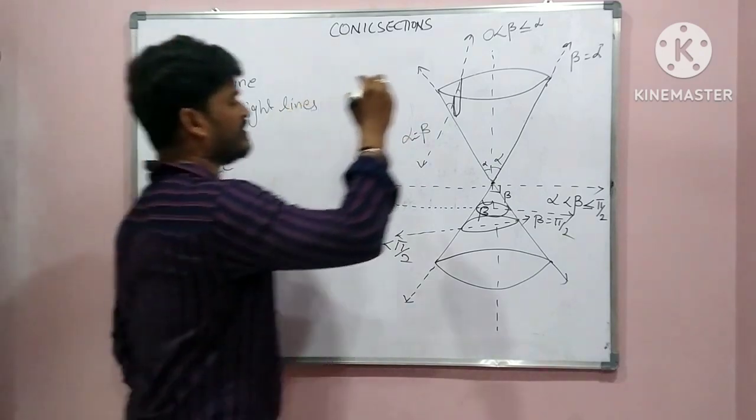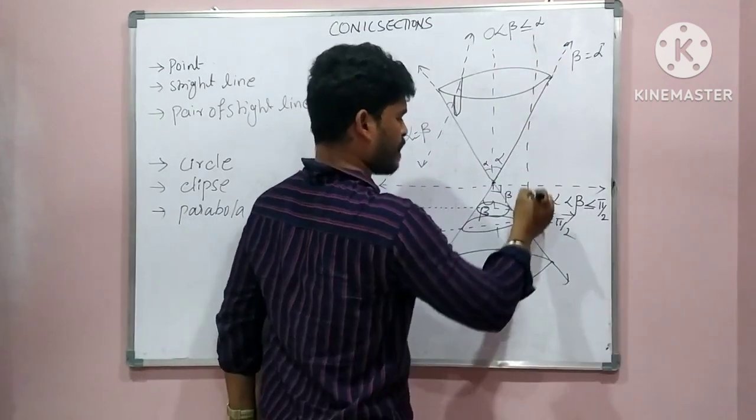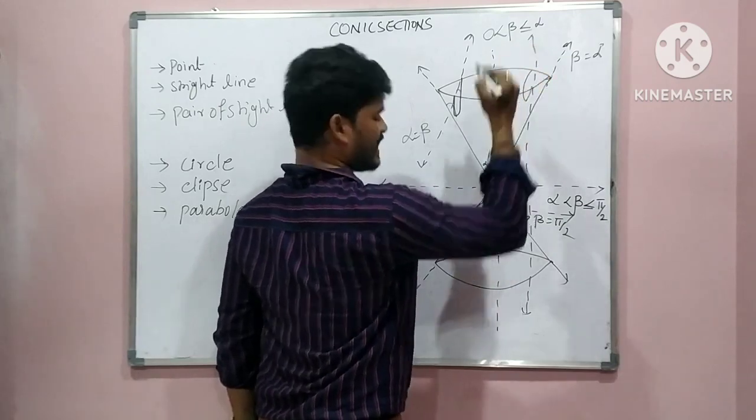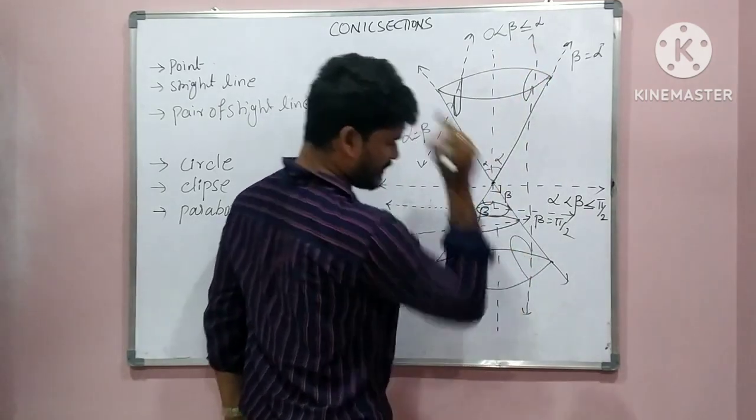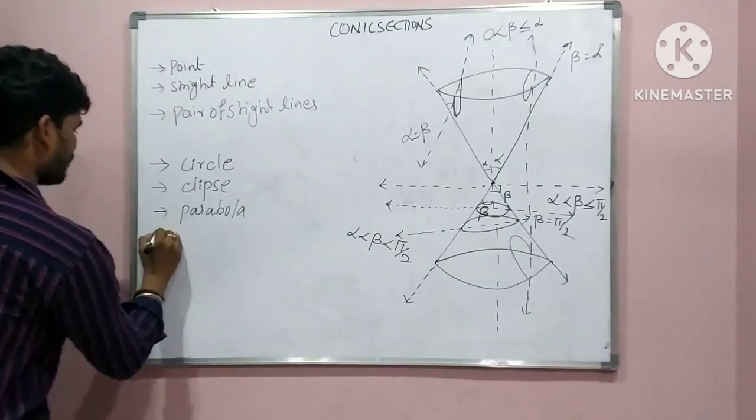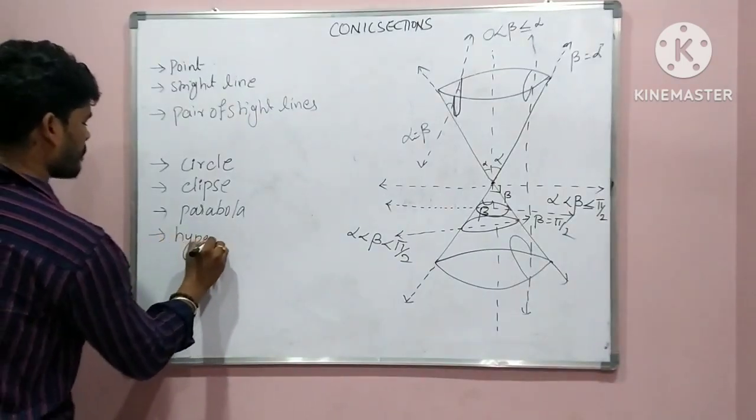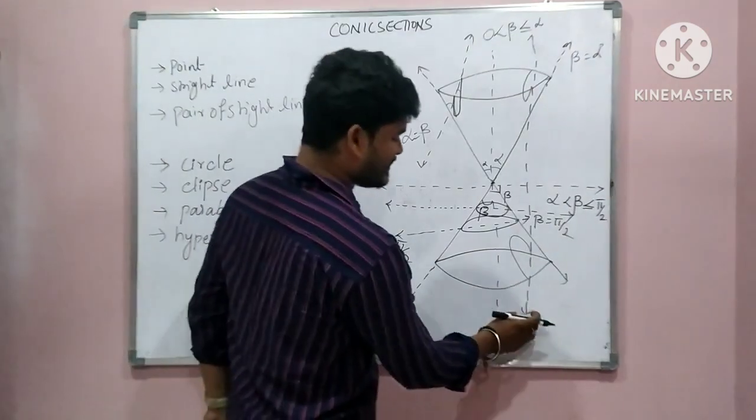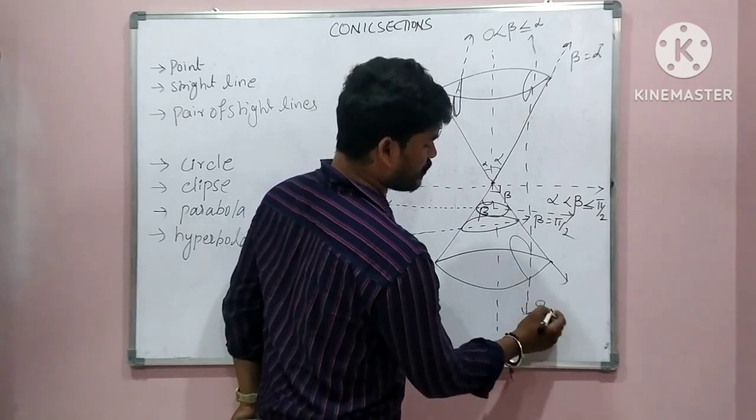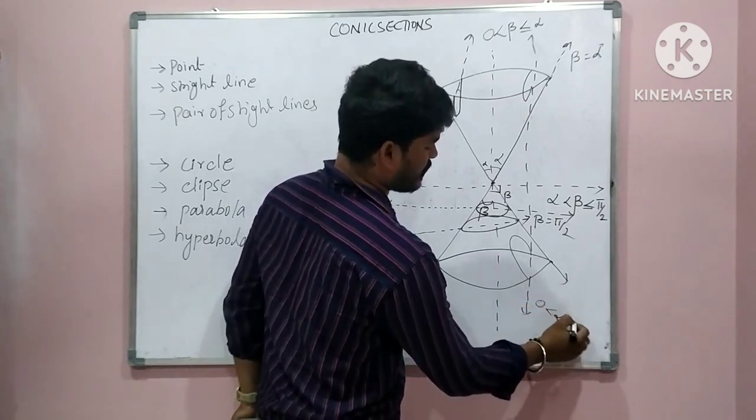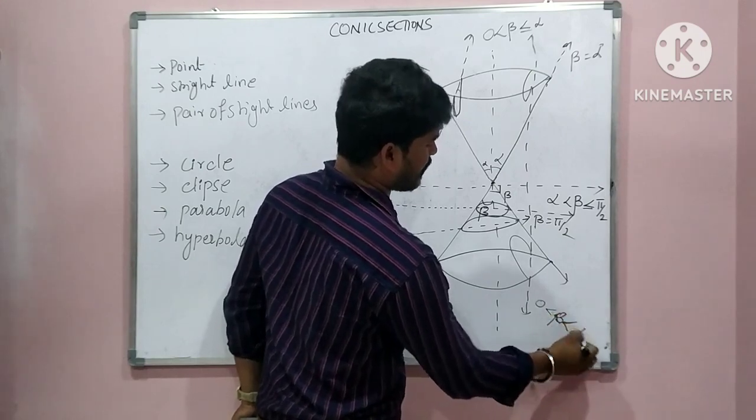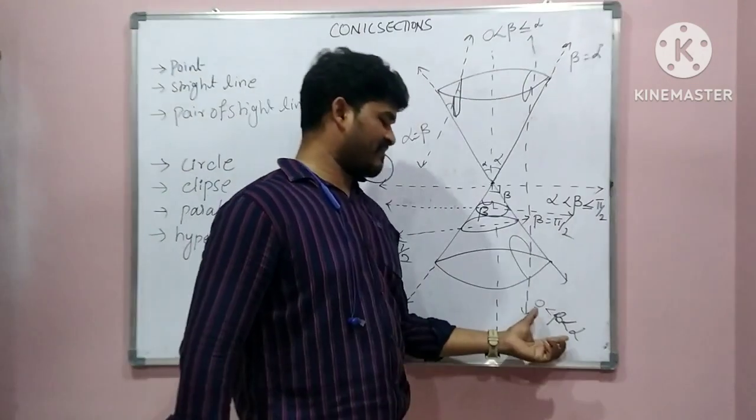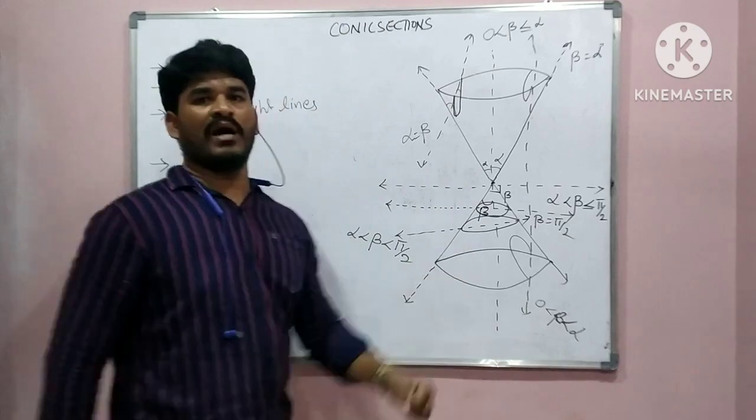In the same way, we cut this cone so that the top view and the bottom view give shapes like this, which is a hyperbola. For the hyperbola, the angle is 0 less than beta less than alpha. When we cut the cone at this angle, we get a hyperbola.